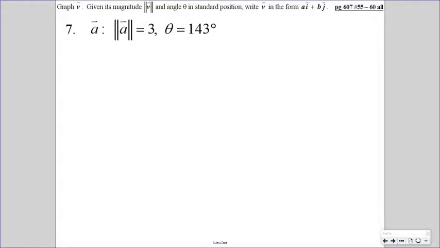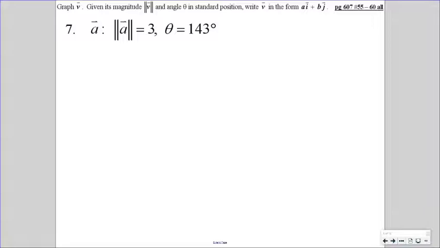Okay, so with the last 3 examples, 4, 5, and 6, we got a little bit lucky. We had really nice angles. So we had unit circle angles that gave us 30, 60, 90 degree triangles or 45, 45, 90 triangles, special right triangles. But what happens when we're given something that is not easy? So an angle like 143 degrees that is definitely not on the unit circle. We have to approach it a little bit differently.